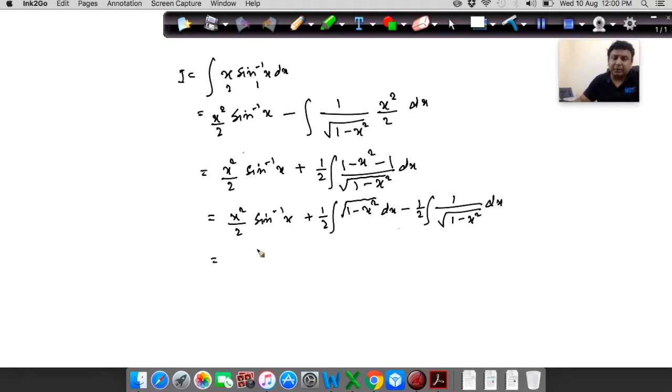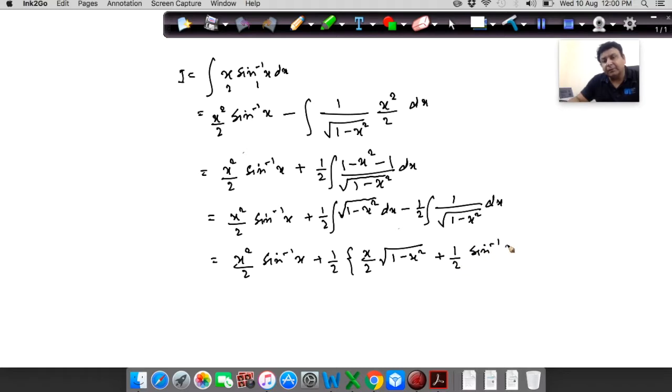See, it's ready to get integrated now. x square by 2 sine inverse x plus half what? This is your special integral formula: root of a square minus x square, x by 2 under root of a square minus x square plus a square by 2 sine inverse x by a. Hope you know this formula.